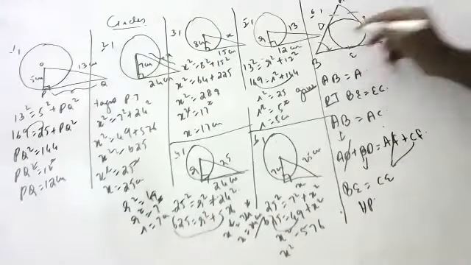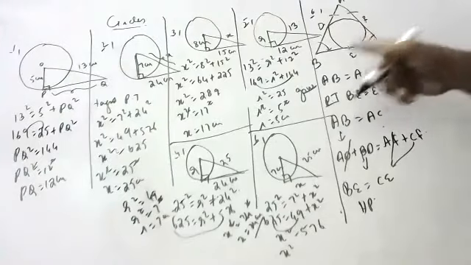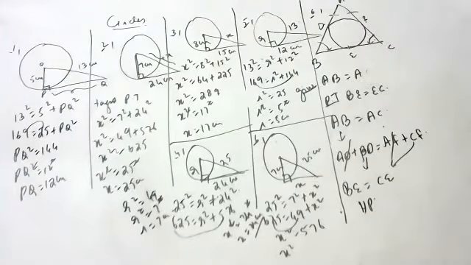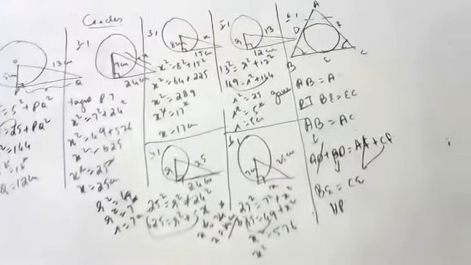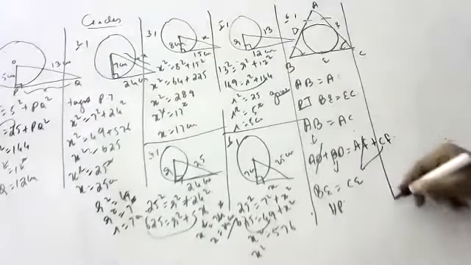Children, this and this are equal. So BE is equal to EC, so E is the midpoint. Like this we have to prove. Okay, children, next question.